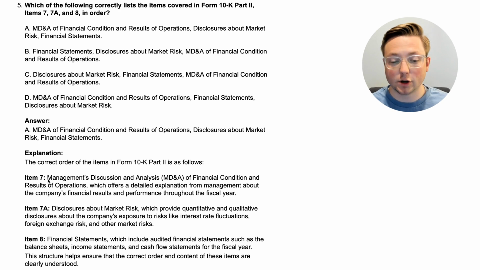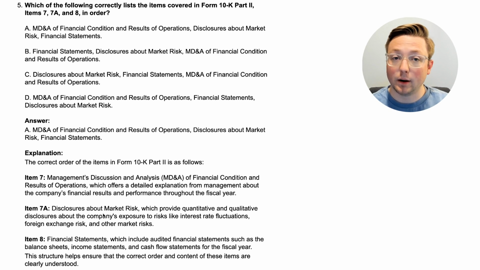Item 7 of Part 2 of the 10K is the MD&A. Item 7A is basically a continuation of Item 7, but it's about market risk. And then Item 8 is about the financial statements. Let's read each of these. Item 7, MD&A, it offers a detailed explanation from management about the company's financial results and performance throughout the fiscal year. So instead of a quarter, it's the year.